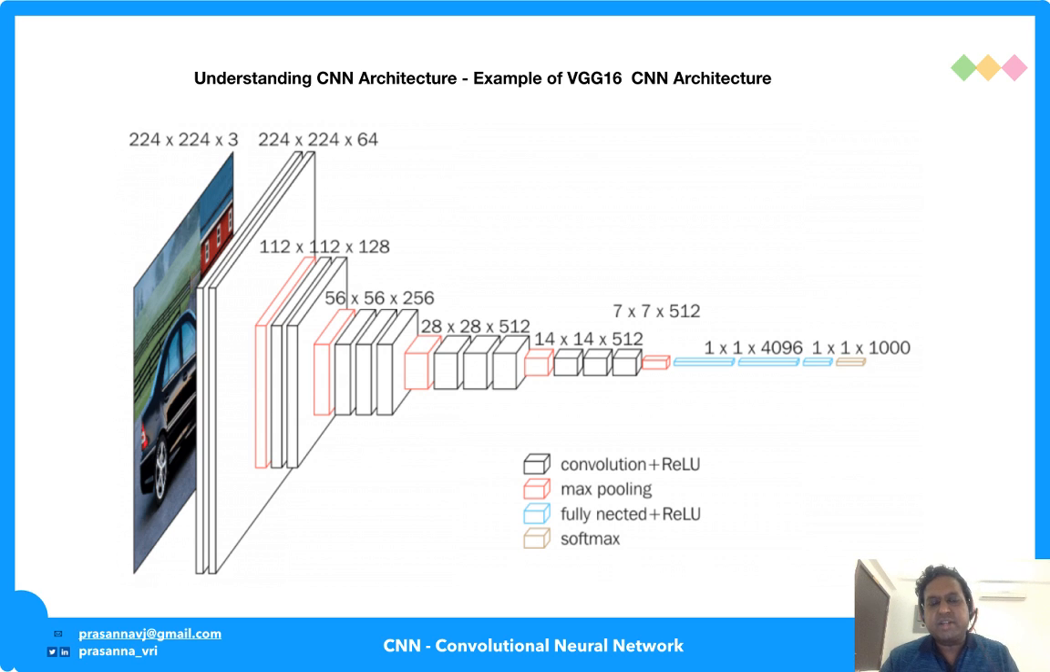Okay. Let's first understand an example CNN architecture that will help us understand the CNN better. On the screen that you look at is an example of a VGG16 CNN architecture. Before we get into understanding what is CNN, this will give us a perspective of the different features available in the CNN architecture.